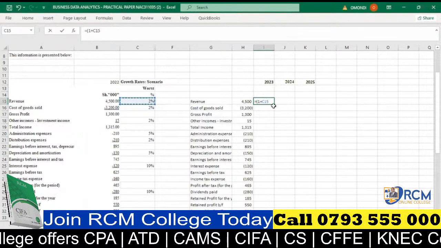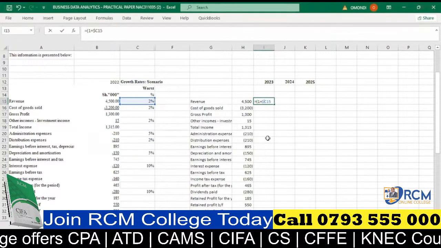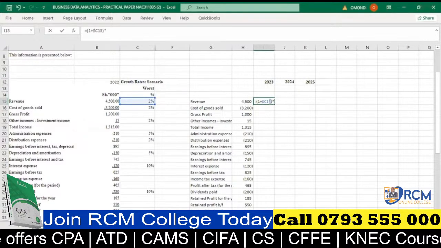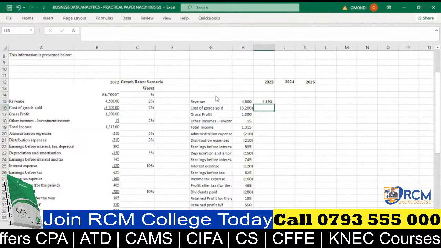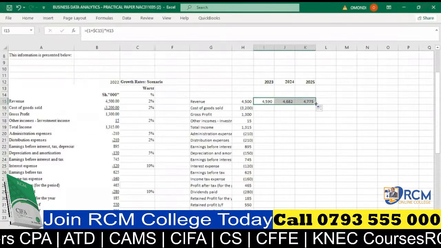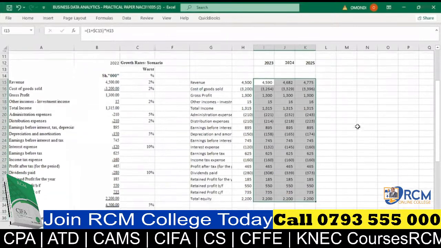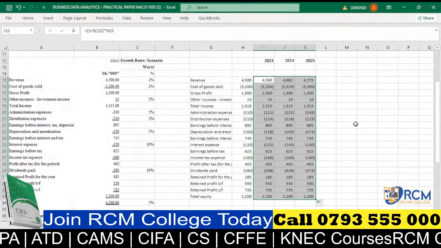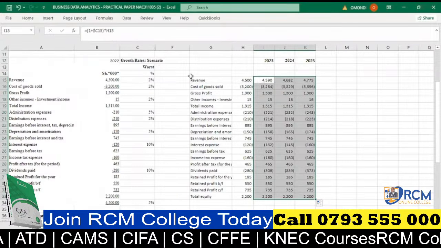So what do I do? I only lock the column. I only place a $ sign before C to lock the column. Once that is done, I close the bracket and multiply it by the value that is there. If I do that, I will not need to do anything again. I just do it this way, and then I double click to have the answer for everything returned to me.